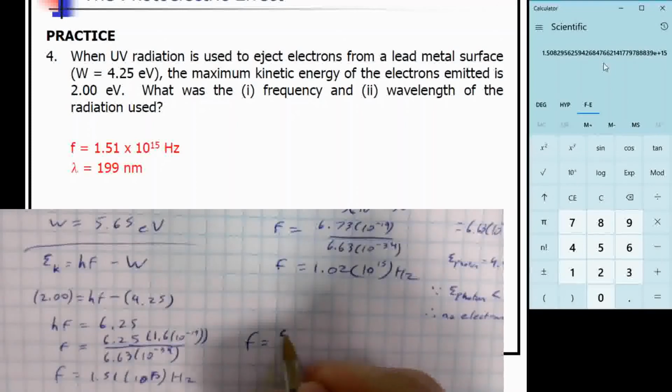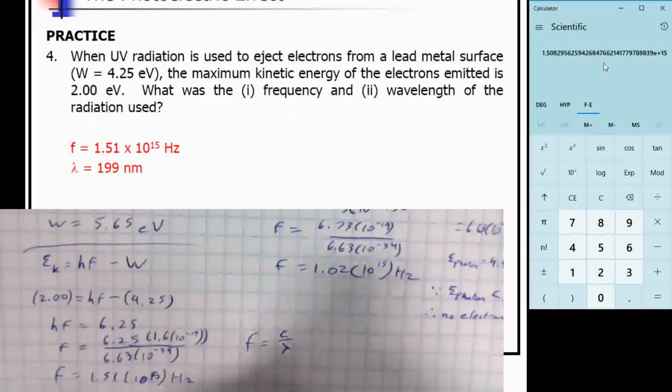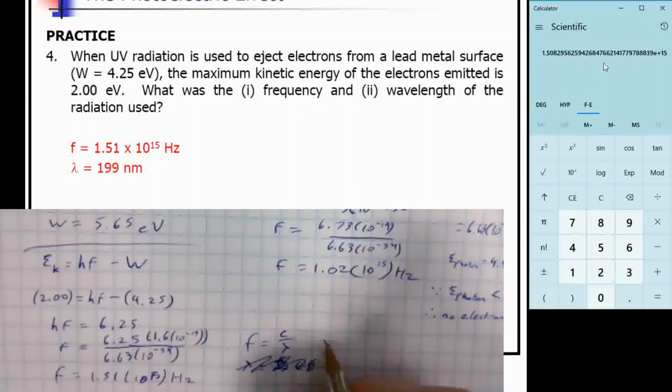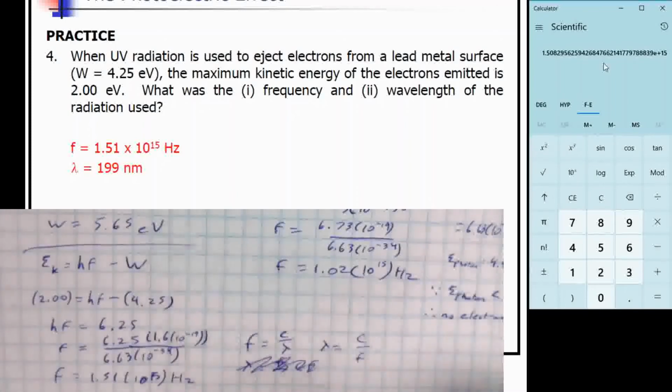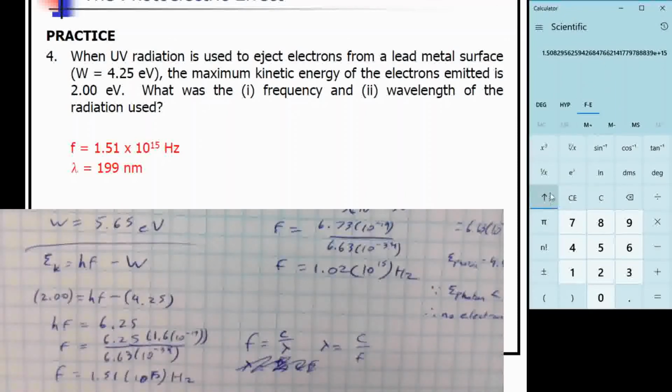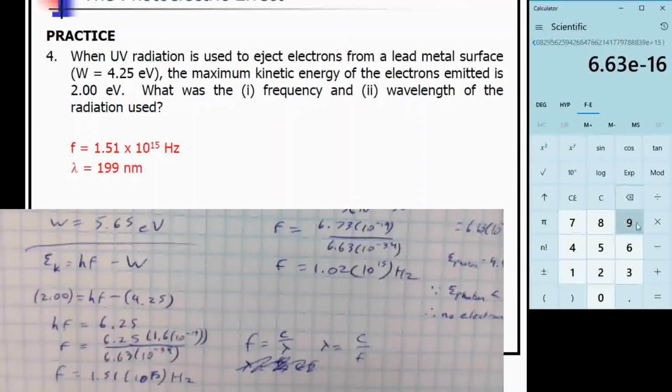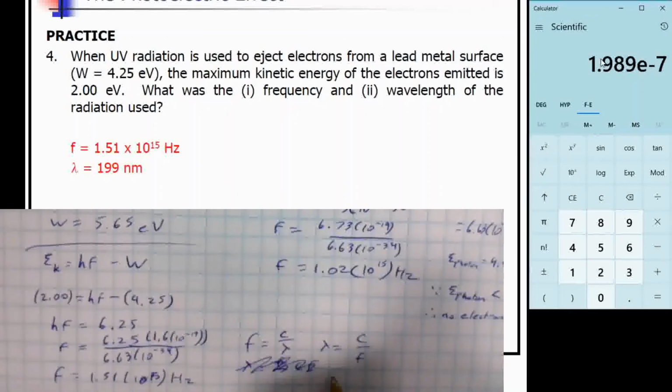And we could change this into our wavelength, because F equals C over lambda. Lambda equals C over F, sorry. So if I just take this value here, I can reciprocate it, and then I can multiply it by C, which is 3 times 10 to the power of 8. And I end up with, I should write this in nanometers, so I'm going to write 199 nanometers.